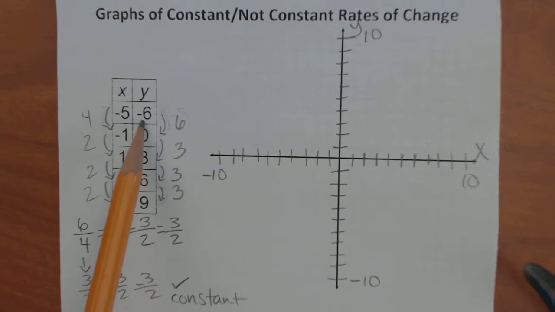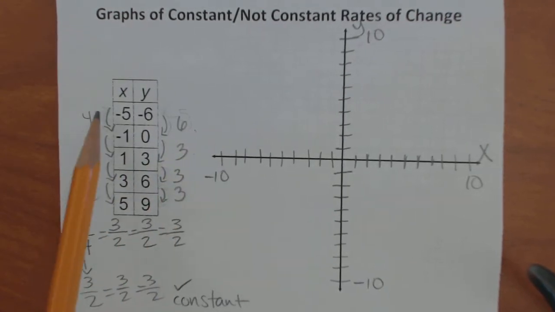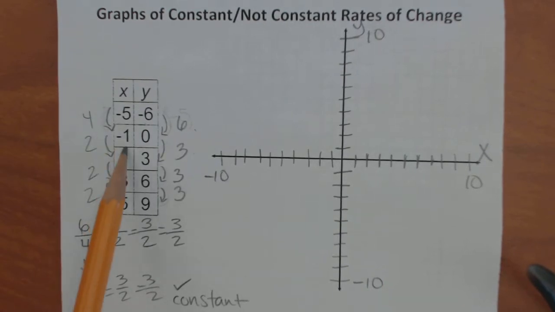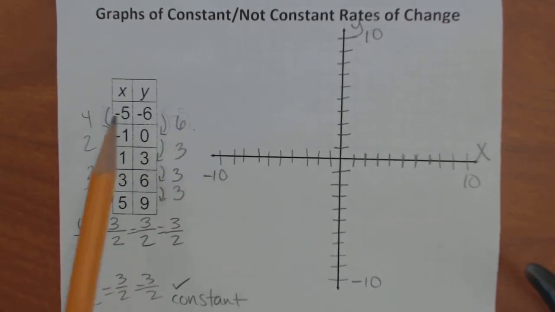I did 0 minus -6, which gave us 6, 3 minus 0, which is 3, so on and so forth. And on the other side, the x side, I did -1 minus -5, which is 4, 1 minus -1, which is 2, so on and so forth. I then turned each of these into ratios.